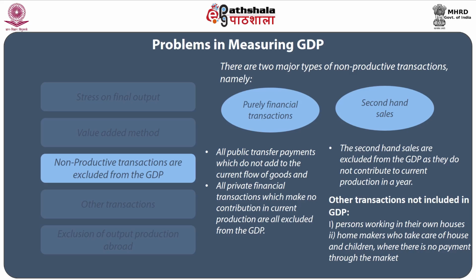There are certain other transactions also which have to be noted. There are a few other transactions which are not included in the GDP. For example, 1. Persons working in their own houses without any payment through the market, and 2. Housewives taking care of house and children. Since these two types of individuals are not paid, the value added by them is not included in the GDP.